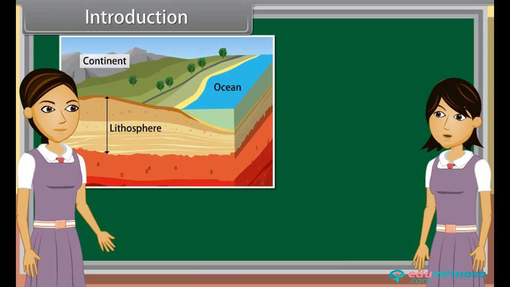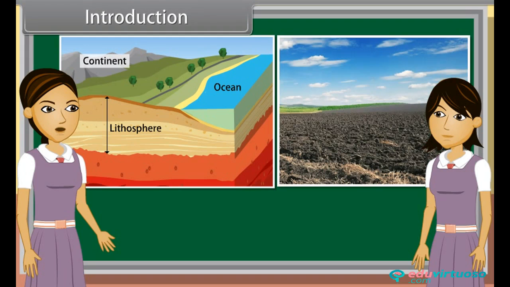Lithosphere is the main life-supporting system, and the top layer of Earth is called soil. Soil is the main natural resource which is essential for survival and development. Soil covers more than 4/5 part of land.